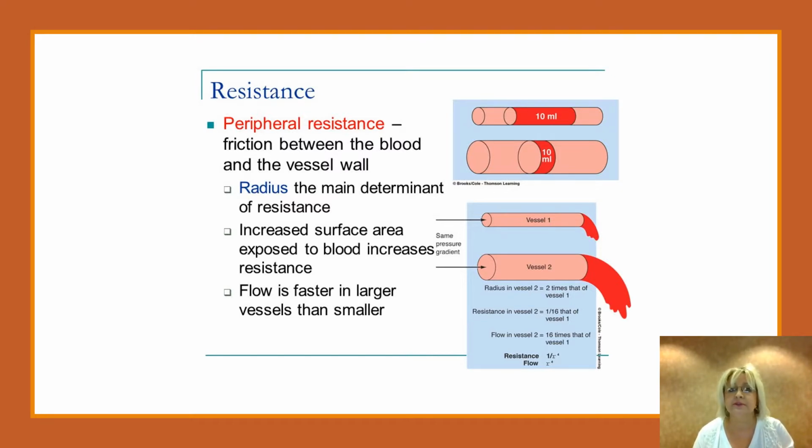So note that the radius in vessel 2 is twice that of the first vessel. And the resistance in vessel 2 is 1/16 of the first. But the flow in vessel 2 is actually 16 times that of the smaller vessel in 1. So the flow is faster in the larger vessel compared to the smaller. And that just makes sense, especially if you think about your water hose. So the more resistance, the smaller the flow, and vice versa.